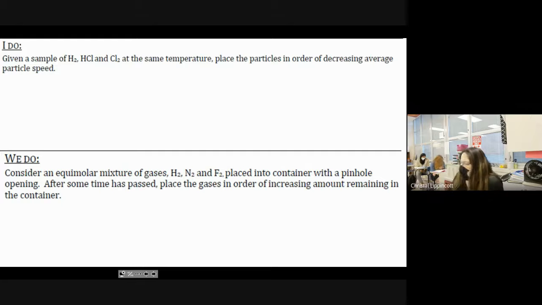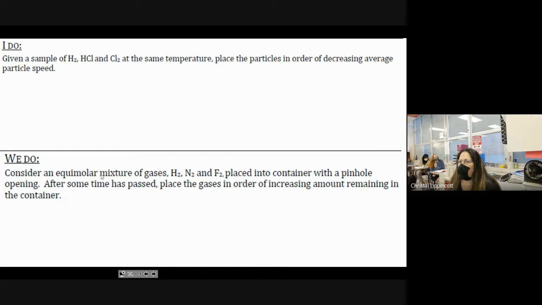So which one's going to go the fastest? H2 will go the fastest. Which one's going to go next? HCl, and then followed by Cl2. The size, yep. They're at the same temperature, so the size is what's going to play the part in that.